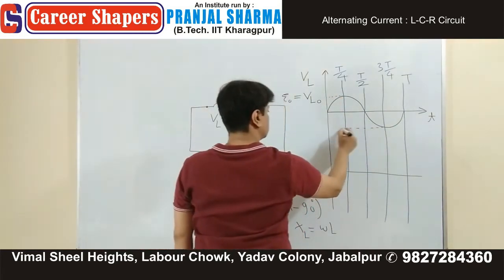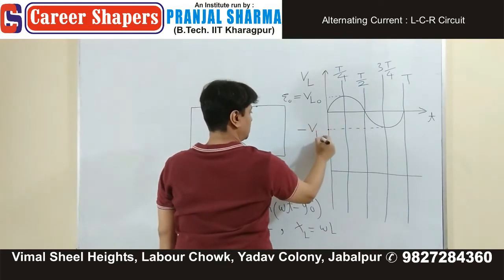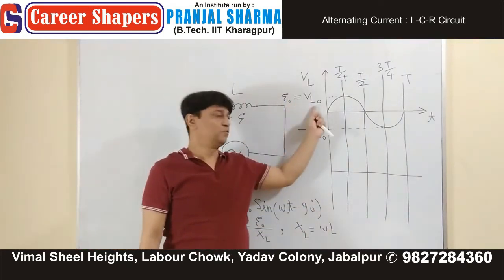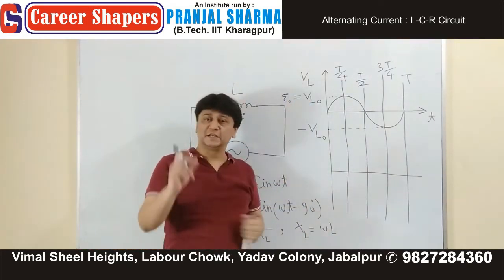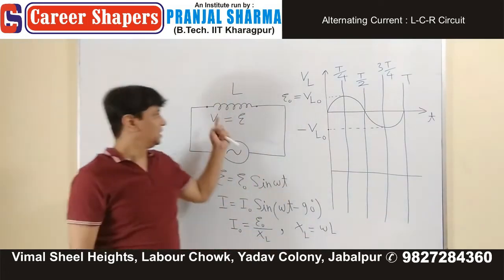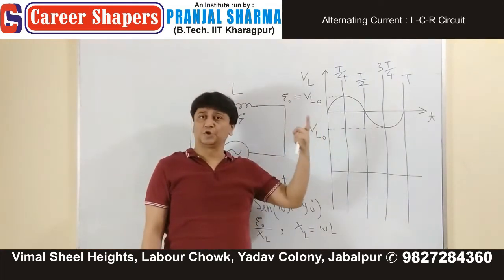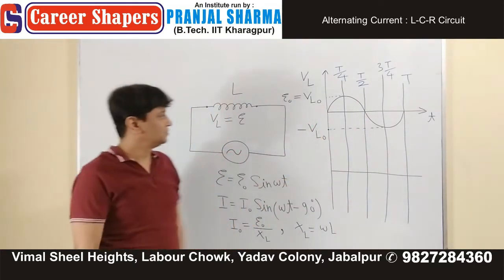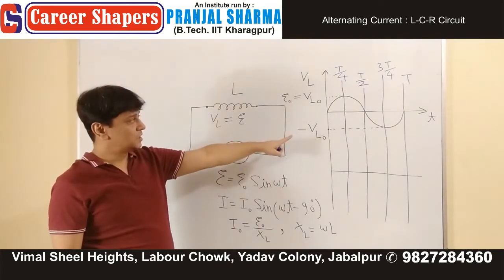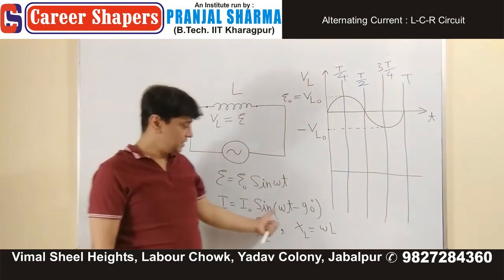This is minus of VL naught. What is the difference between VL and VL naught? VL is the instantaneous value of potential difference across this inductor. And when I use naught, it gives you what? Maximum value.